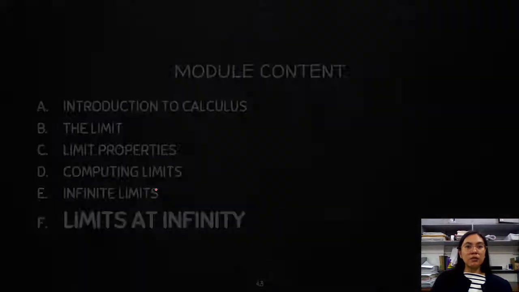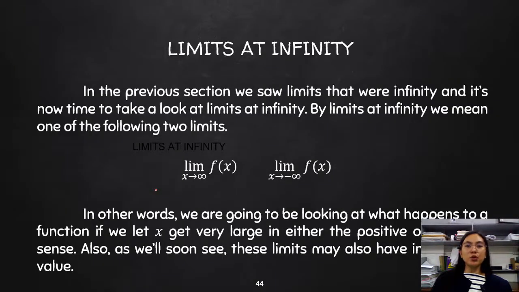How about limits at infinity? In the previous section, we saw limits that were infinity, and now it's time to take a look at limits at infinity. By limits at infinity, we mean one of the following two limits: the limit of f of x as x approaches infinity and the limit of f of x as x approaches negative infinity. In other words, we're going to be looking at what happens to the function if we let x get to a very, very large positive or negative value.